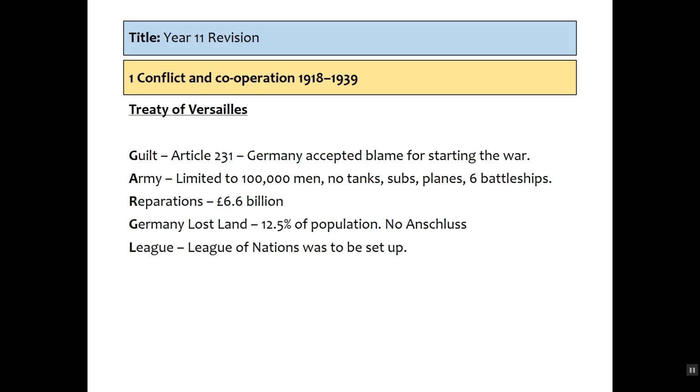Reparations is the easiest one to remember. £6.6 billion had to be repaid. On the plans that the Allies put in place, they wouldn't finish repaying it until 1984. Germany lost land. I've stretched the acronym here a little bit, I'll admit. They lost 12.5% of their total population, and they were forbidden from ever starting an Anschluss with their former ally, Austria. They could not unite German-speaking people in Austria and Germany. That was forbidden.